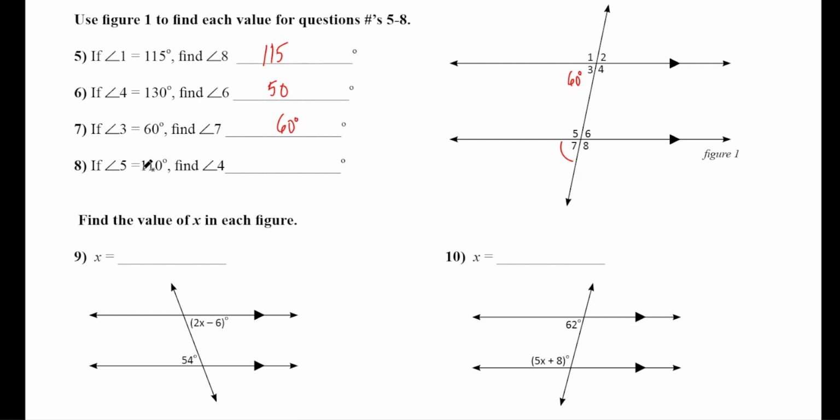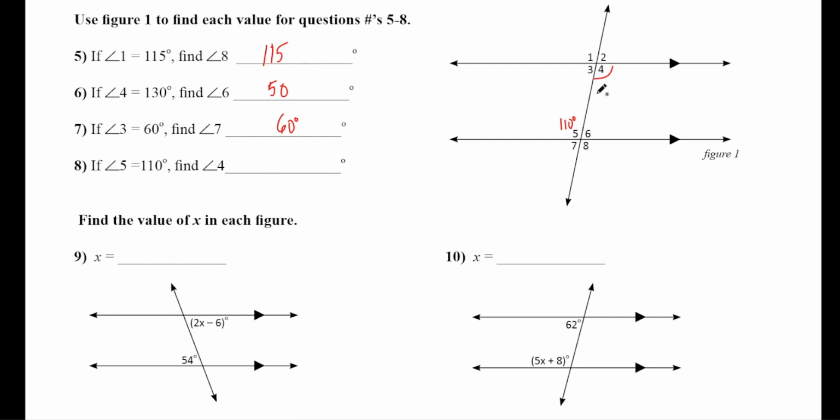Angle 5 is 110. I'll tell you what, let's do this though. Let's get rid of this. Let's unclick this and unclick that. Delete it. There we go. 110 right here. That's 110. What is angle 4? This angle right here. They're alternate interior angles. And what's true about alternate interior angles? They are equal to each other.